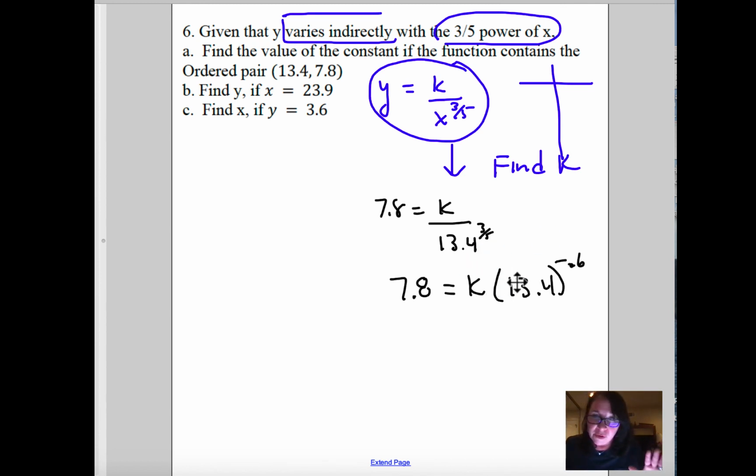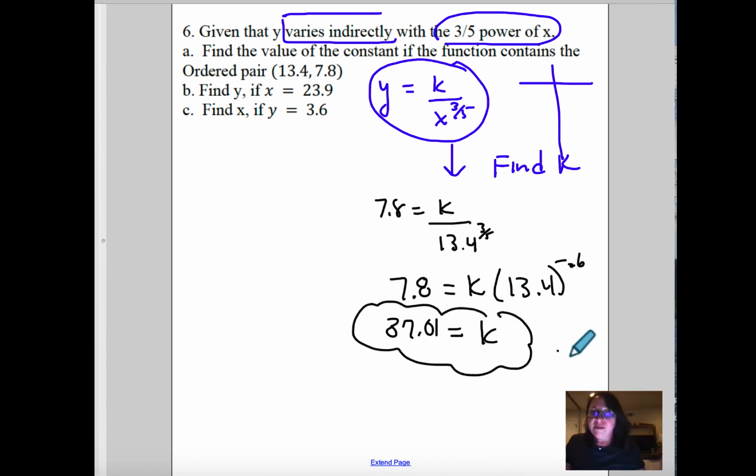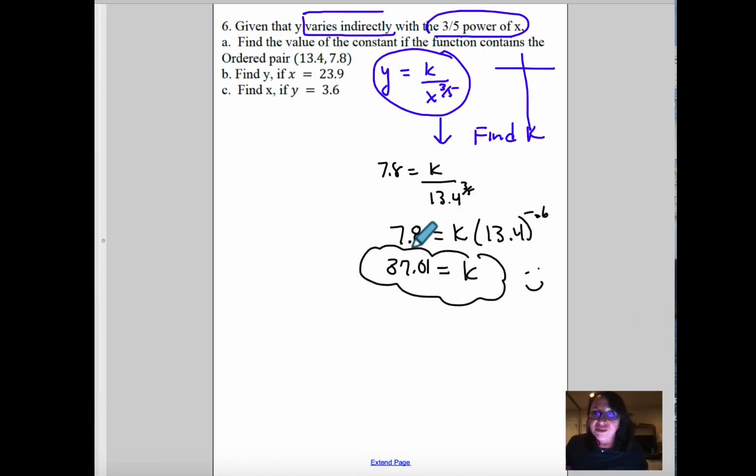I don't care if you do it or not. That's your choice. But in order to find k, we need to cross multiply or do whatever we have for that. And then use your calculator, find k. I get k equal to 37.01. So find k. Happy dance. Check. Yay, we got that. But that's not the equation. We need the particular equation, which then is going to be y equals k, which is this 37.01, all over x to the 3/5 power.